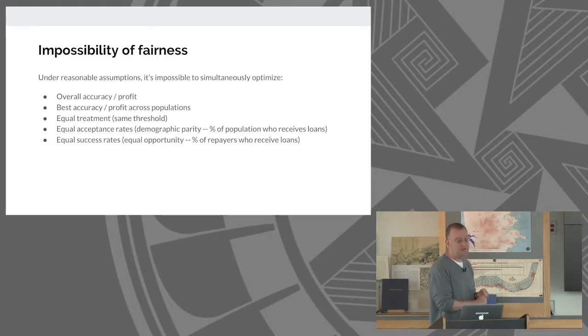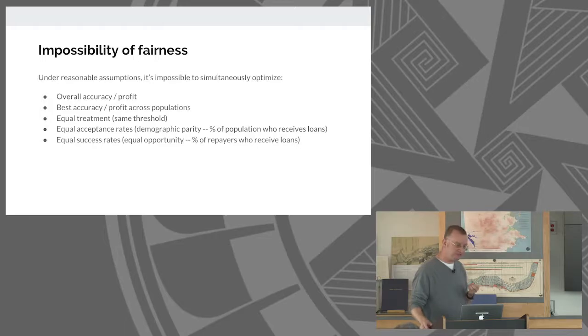the best or optimal accuracy or profit across different subpopulations, equal treatment, which is the same threshold across two subpopulations, equal acceptance rates or demographic parity, which means the percentage of people who receive loans in the loan case, and then equal success rates, so equal opportunity, so the percent of people who are going on to repay the loan, that can't be equal. So you can make one of them equal, and maybe if you're lucky you can get two of them to be equal, but you really can't make all of those things equal at once, which is disappointing.